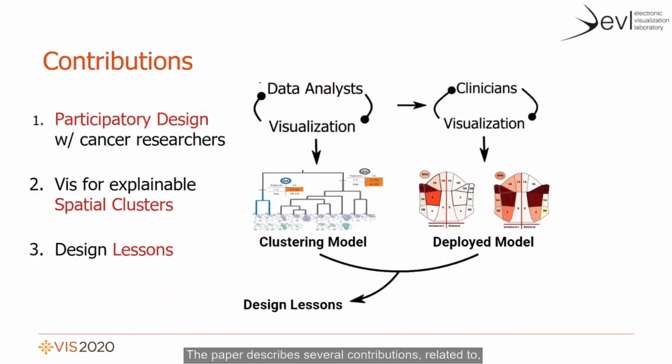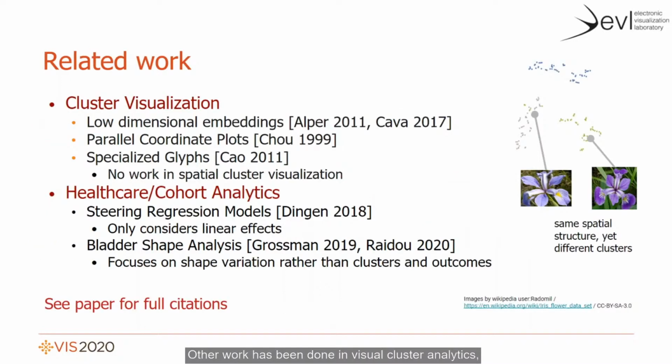The paper describes several contributions related to, first, the collaborative visual design process during the development of a spatially informed clustering model. Second, the visualization design to help explain these clusters to clinical audiences during model deployment. And, last but not least, several design lessons for visualizing clusters with spatial data. Other work has been done in visual cluster analytics, but these methods don't consider spatial cluster data. Work has also been done in visualizing anatomical cohort data and developing clinical models, but doesn't discuss spatial clusters or designing for broader audiences.